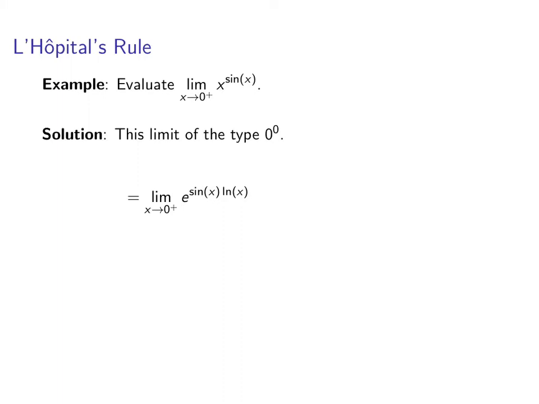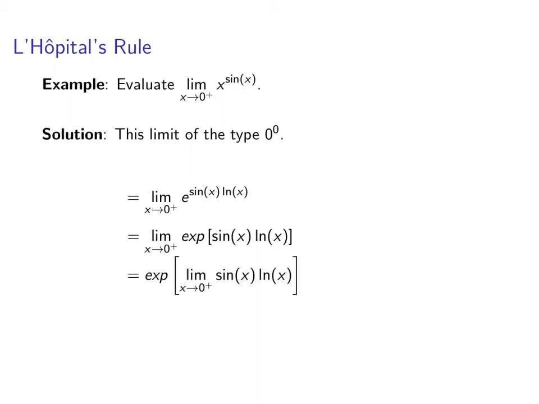All right, so we'll follow the method that we talked about in the last video. We'll rewrite this as a limit as x approaches 0 from the positive side of e to the sine x log x. We're just using the identity that we talked about earlier. And just for notation, instead of writing e to some power, we'll write exp and then put the exponent in the brackets. Now, we can always run a limit through an exponential because the exponential is a continuous function. This is now of type 0 times infinity.